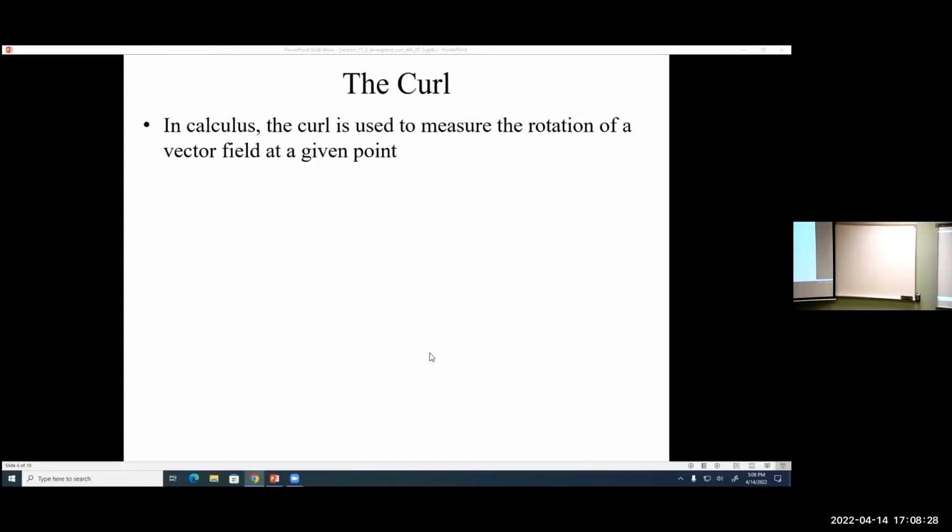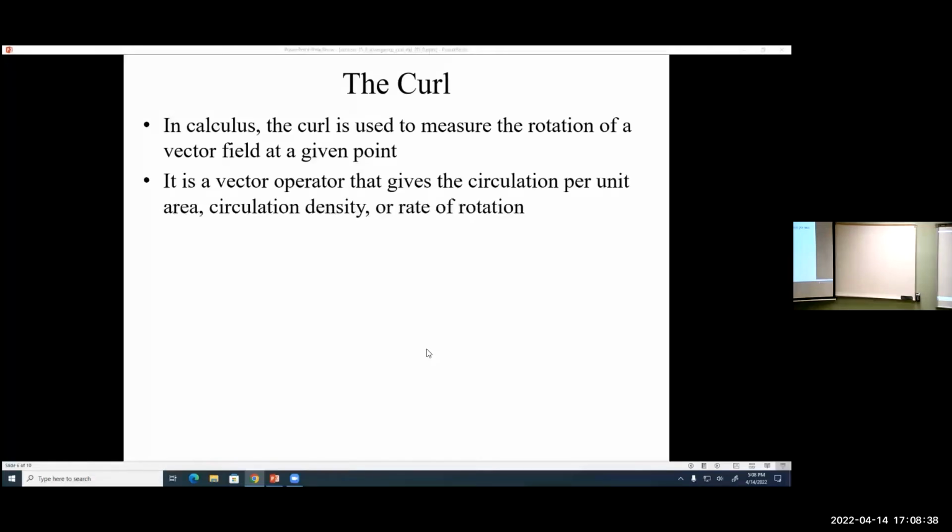Now we're looking at its tendency to rotate at any given point. And what we can do is add up the curl at all the points to get the circulation of the vector field. The curl is actually a vector that gives what we call the circulation density, or the rate of circulation. Again, you add that up, you get the total circulation because we're accumulating rate.